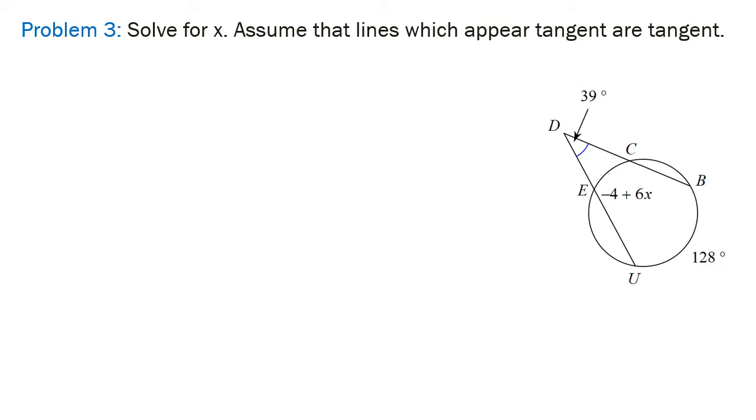Okay, problem 3 asks us to solve for x. And given a problem like this, we have two secants that intersect at D. We have a formula that helps us figure out this problem. So from the last video, the difference between the two arcs times a half would equal angle CDE. So the measure of angle CDE would equal 1/2 times the quantity of the arc BU minus the arc CE. Sorry, this should be CDE. So this is our formula from the last video.